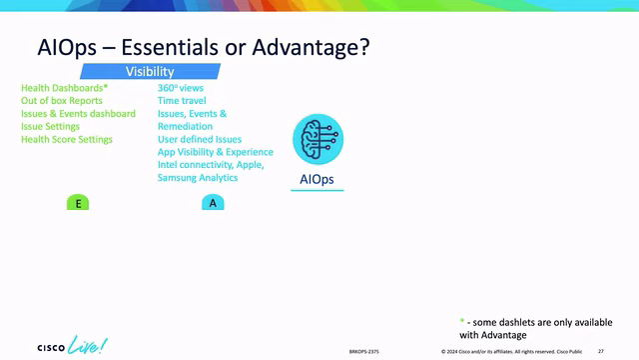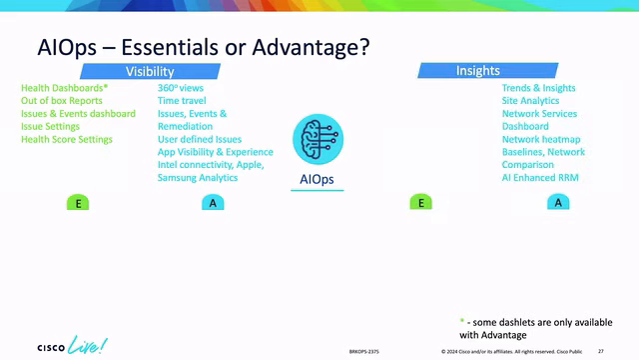With Essentials, you will have visibility into the issues and events dashboard. However, if you would like to play around with the issues and events dashboard, or if you want to custom define issues based on syslog events that Catalyst Center is receiving, you will need an Advantage license. There's quite a lot that you can achieve using an Advantage license when you want to monitor and reap the benefits of Azure AIOps in Catalyst Center.